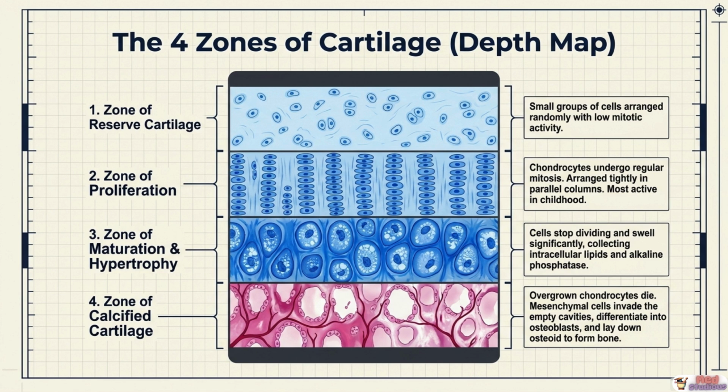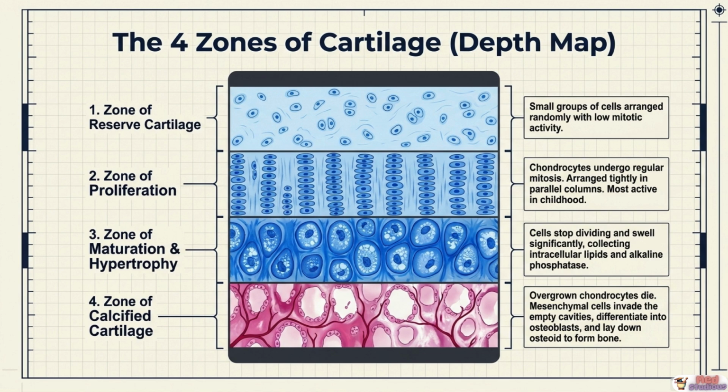Zone 3 is the zone of maturation and hypertrophy. Cell division stops. Chondrocytes enlarge dramatically, up to 5 times their original size, accumulate intracellular lipids and glycogen, and begin secreting alkaline phosphatase. This enzymatic activity mineralizes the surrounding matrix, preparing it for vascular invasion.